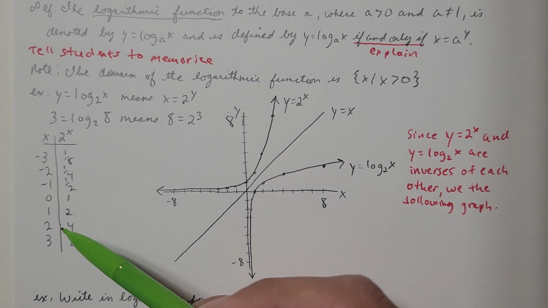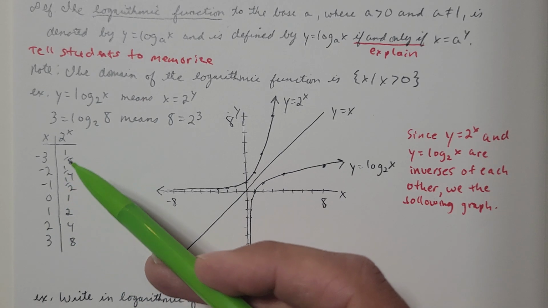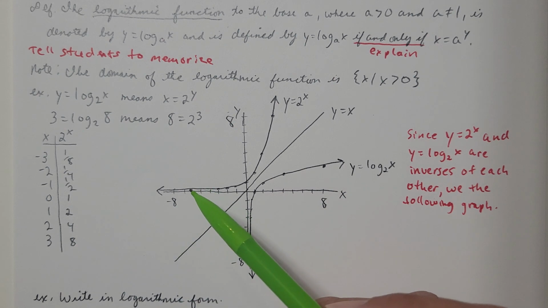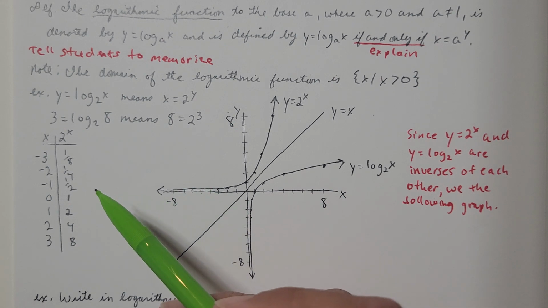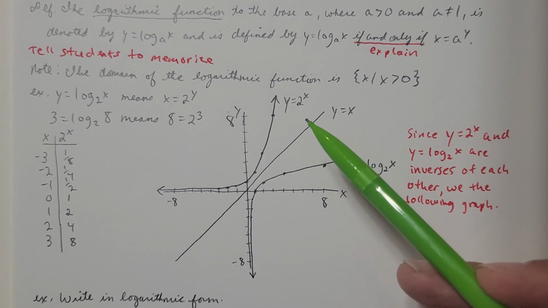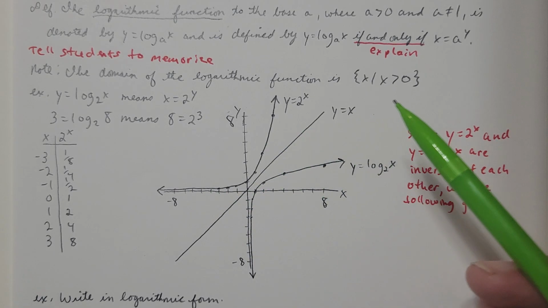No matter what I let x be, x can be positive or negative or 0, I'll never have a negative coming out of this. I'll also never have 0 coming out of this. So this curve is going to get closer and closer to y equals 0, but it's never going to get there. Okay, so that's the graph of y equals 2 to the x, and we have been there and done that before. I'm not showing you anything new with that.